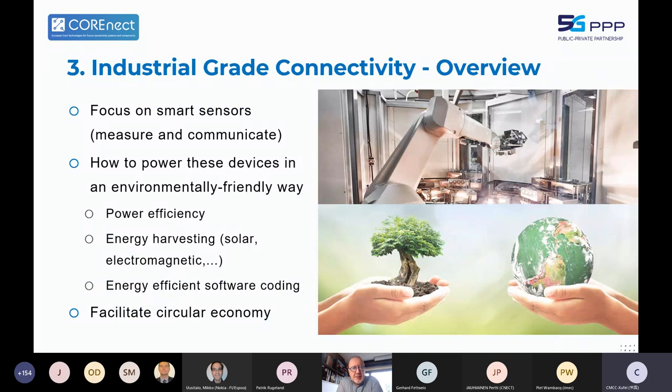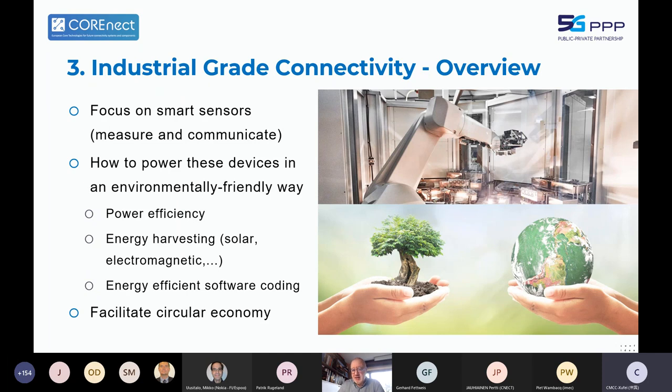We need the enhancement of packaging solutions, RADCOM, and also policy is important. If you look at the industrial application, we see robotics is of course a key area, and this will not only be in industry, but also in the future, we expect more and more home robotic equipment. There the focus needs to be on smart sensors, which can do very detailed measurement and which can also communicate to the outside world, meaning to other equipment and to users and to people walking around. Question is, of course, how to power these devices in an environmentally friendly way. So attention needs to be built on power efficiency, energy harvesting and energy efficient software coding.